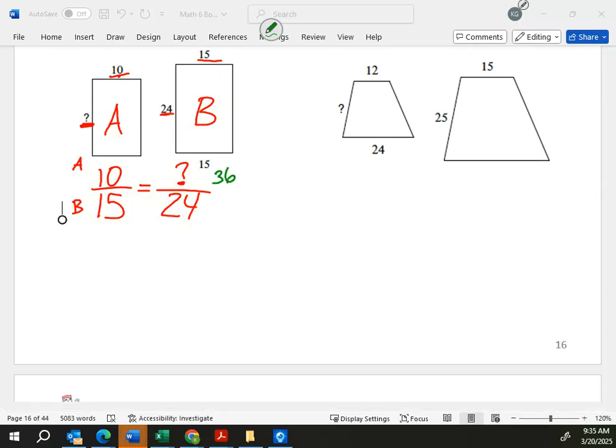Let's think this through logically. This is our short side, this is our long side. So if we went from 15 to 24, and then 10 to 36, that's a huge gap from that 10 to 36. Not that big of a gap from 15 to 24. So that doesn't work out logically. What you're going to want to, ooh, do you think you know, Lila?